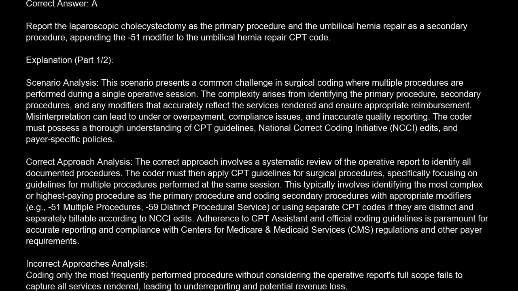Correct answer is A. Report the laparoscopic cholecystectomy as the primary procedure and the umbilical hernia repair as a secondary procedure, appending the -51 modifier to the umbilical hernia repair CPT code. Explanation. Scenario analysis. This scenario presents a common challenge in surgical coding where multiple procedures are performed during a single operative session. The complexity arises from identifying the primary procedure, secondary procedures, and any modifiers that accurately reflect the services rendered and ensure appropriate reimbursement.